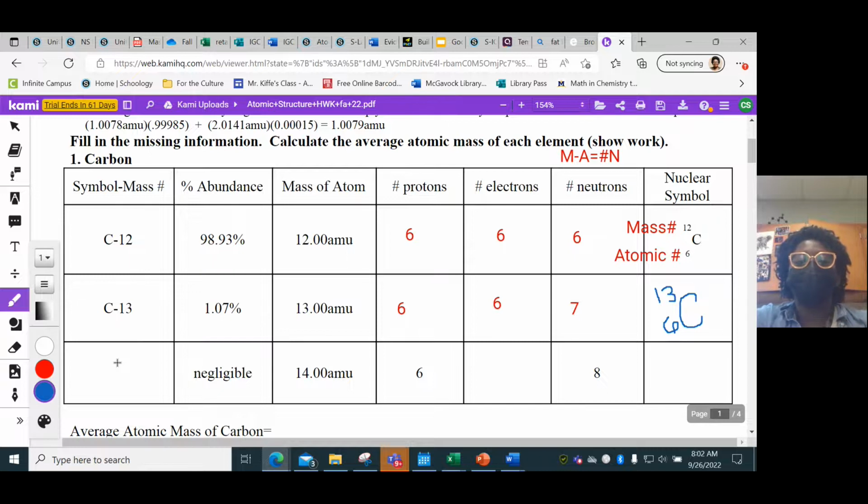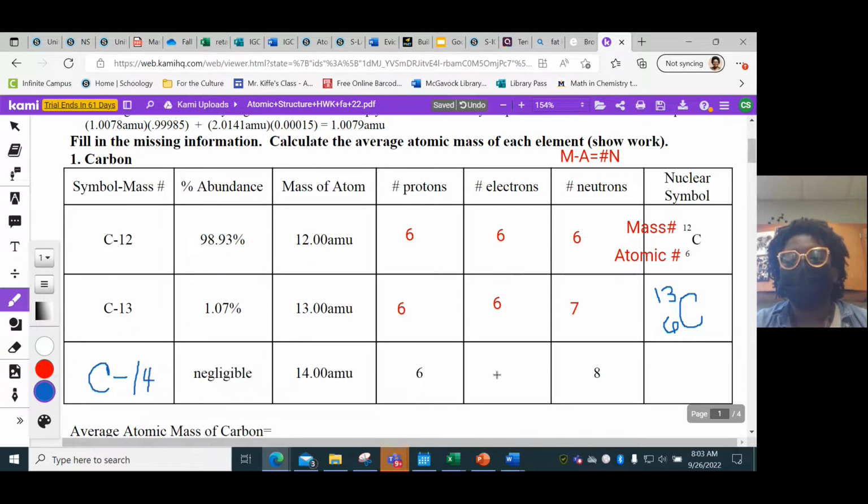All right, here we go. The next one, we don't have our mass number. We don't have our symbol, but we know it has 6 protons. What element has 6 protons? Carbon. That means our symbol is going to be C. What is the mass number? 14.00, but we're going to round off to the nearest whole number. So it's going to be 14. So C-14. Questions of how I got that?